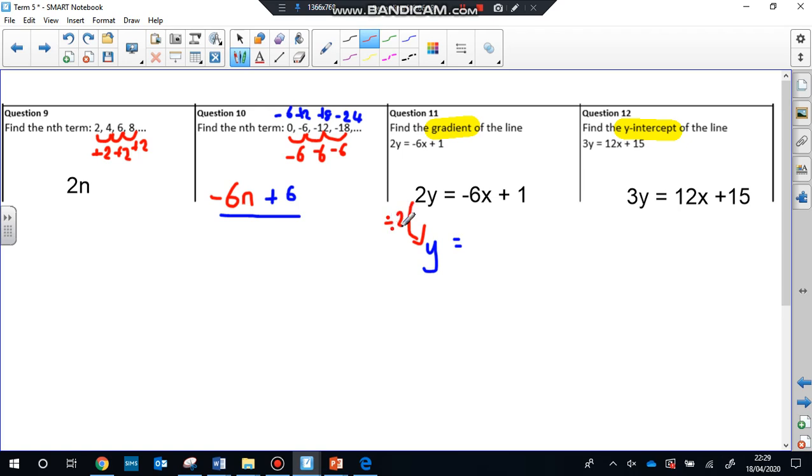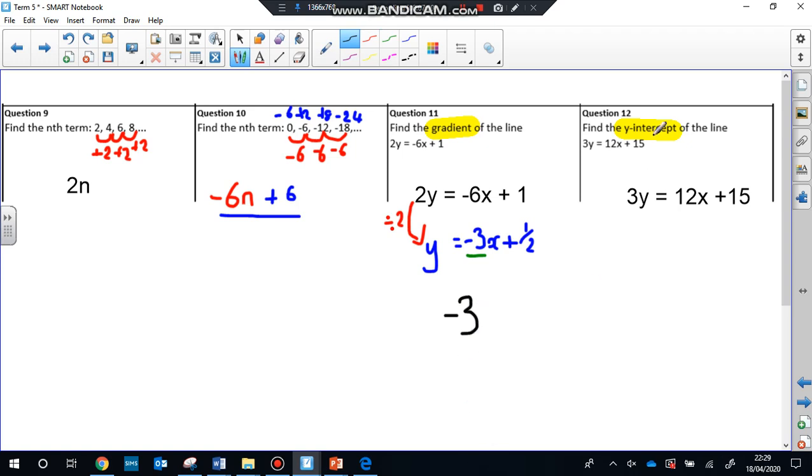So the same as in equations, whatever I do to this side, I've got to do to this side and everything on this side. So I'm going to divide minus 6x by 2. That will give me minus 3x. I'm going to divide the plus 1 by 2, which will give me half, or 0.5. So this is the same as this, but now it's in this form, y equals minus 3x plus half. I know the gradient is the number multiplying the x, so the gradient is going to be minus 3.